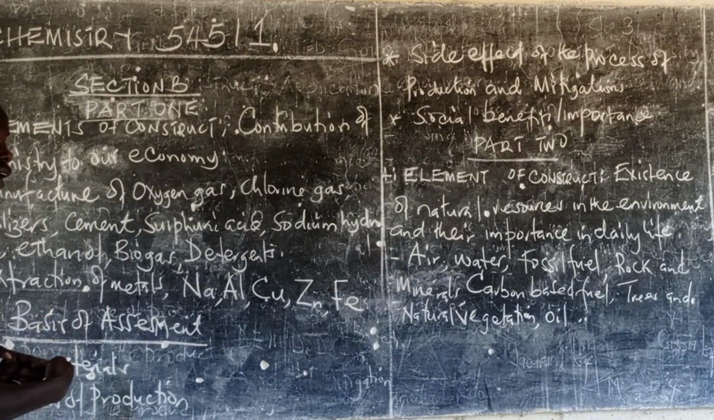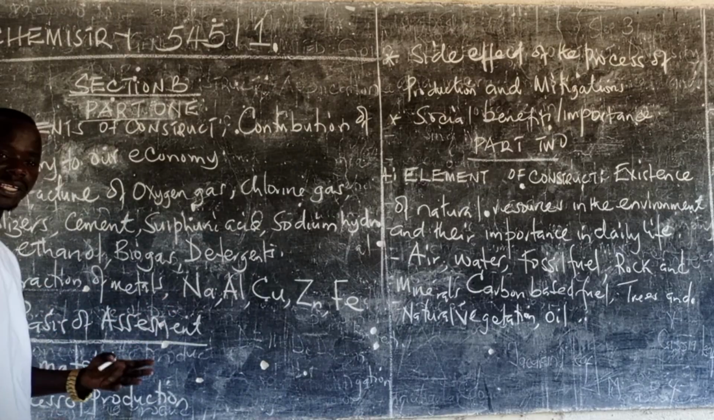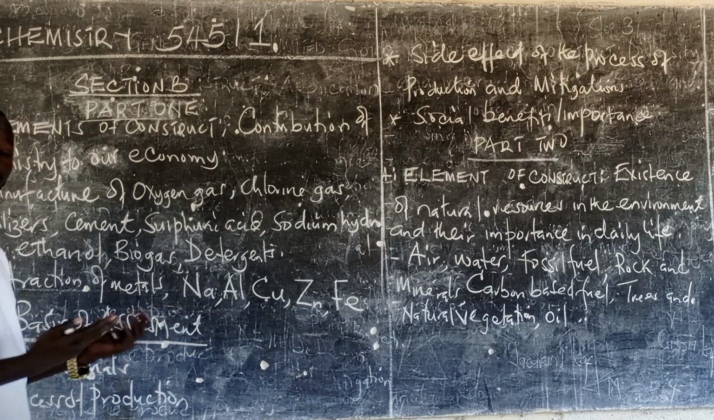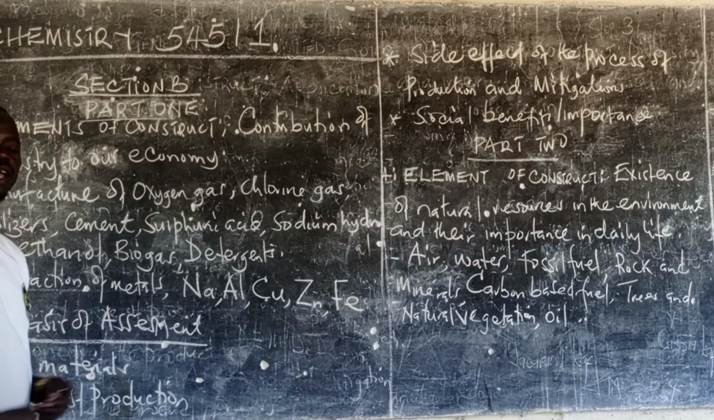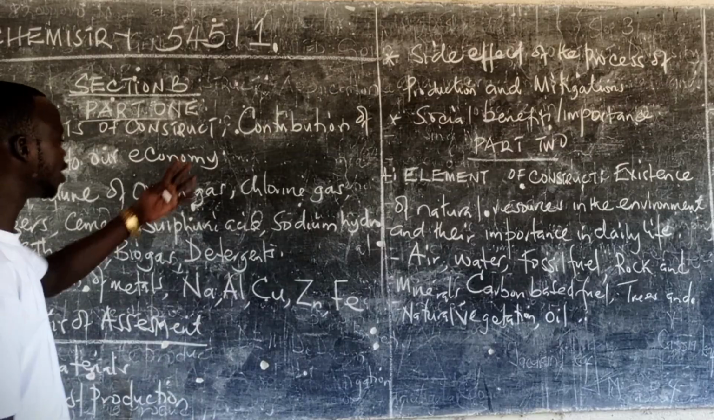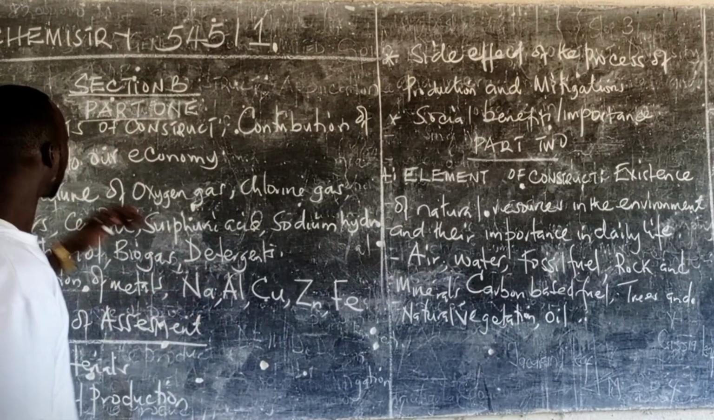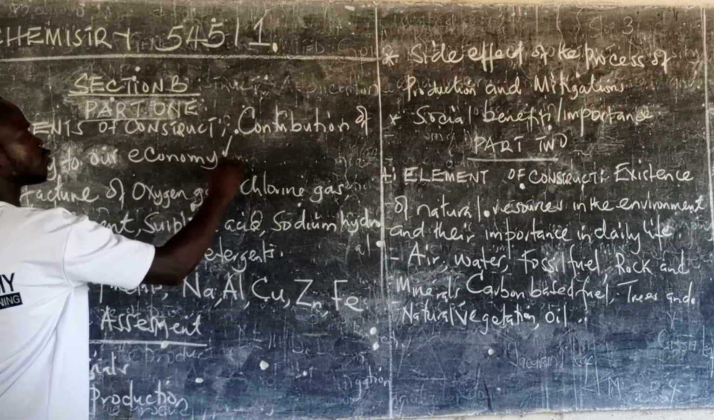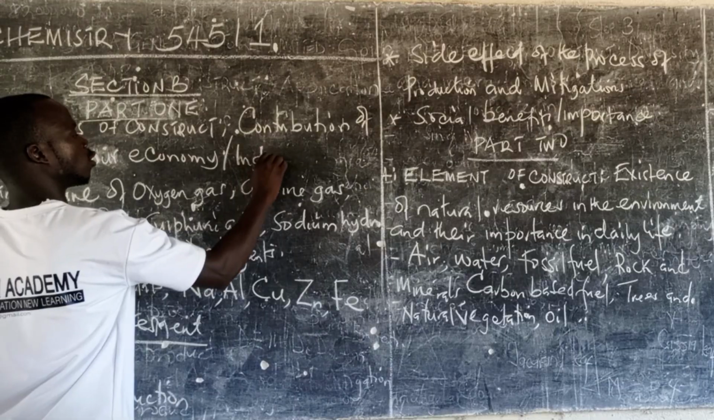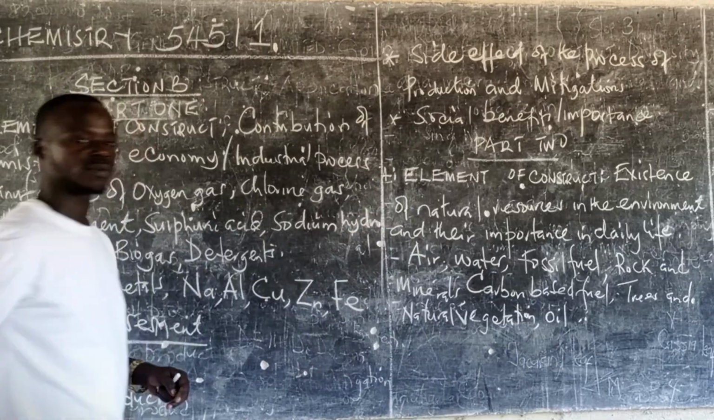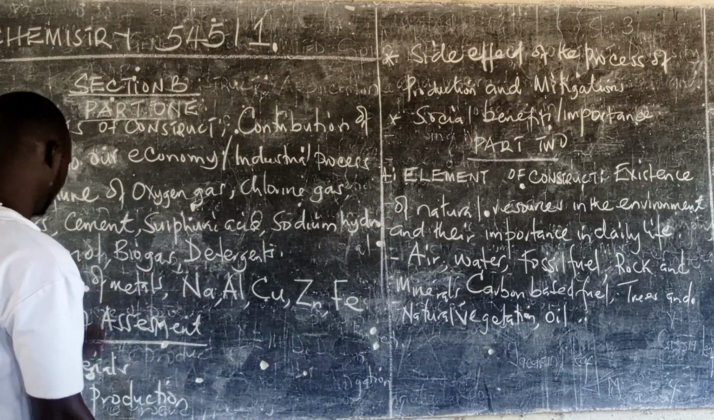There can also be a scenario on extraction of metals. We have extraction of sodium metal, aluminum, copper, zinc, and iron. So that has to be well balanced with all these different areas. Look at these particular areas of constructs. In simple terms, we call it the industrial process, where a learner is supposed to know all of this in detail.